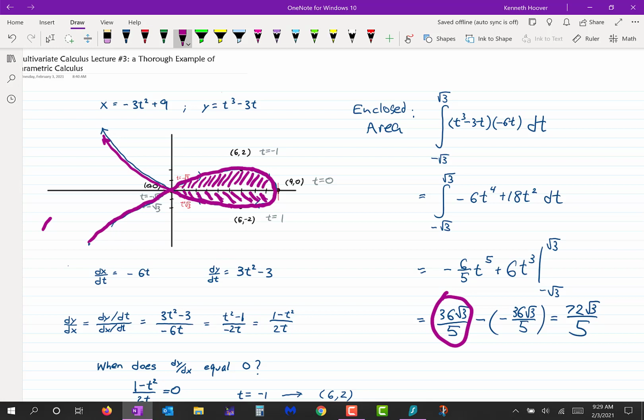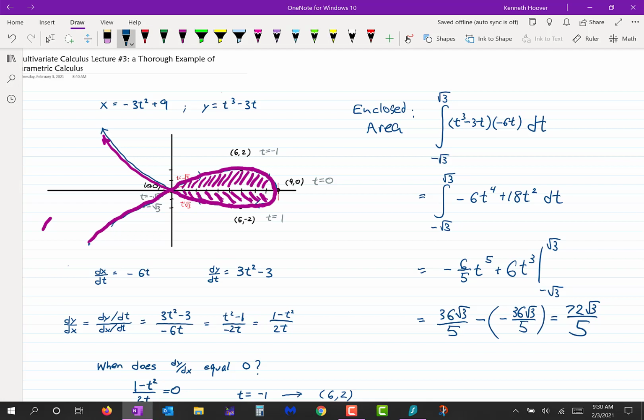You see? So it is under the x-axis. That's true. So there is that one negative sign. But we were accumulating that area from right to left. So the sign gets changed, and the two negatives end up canceling out, and we end up adding on extra area. Isn't that interesting? Yeah. So that total area inside that loop is 72 root 3 over 5.